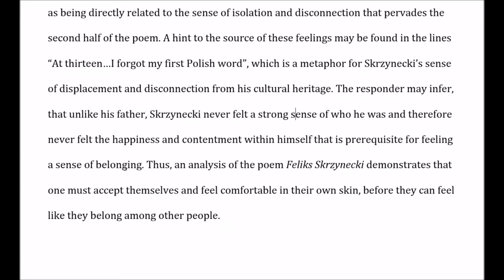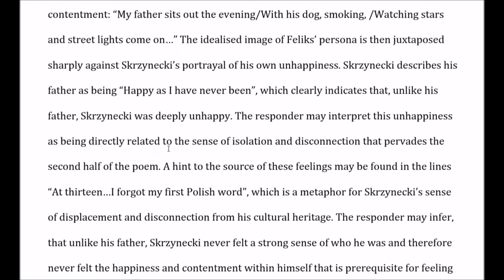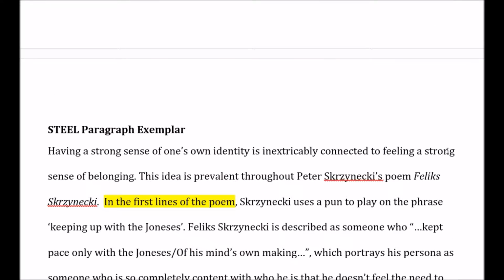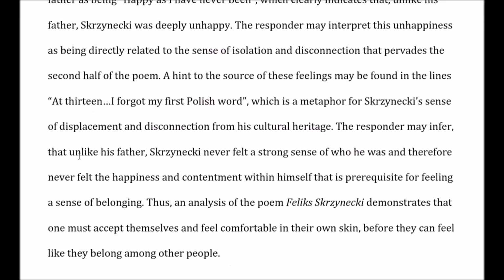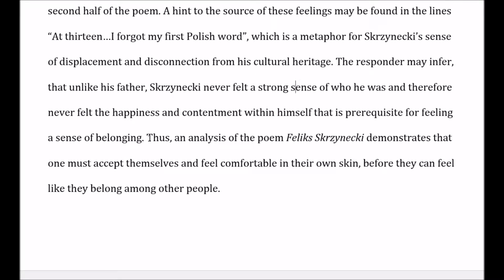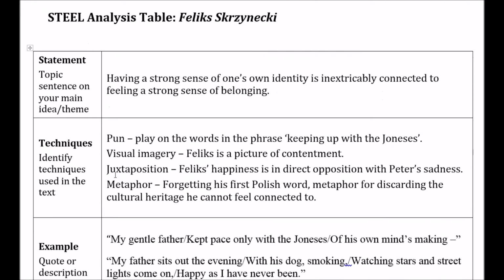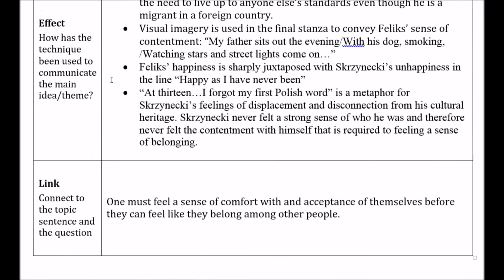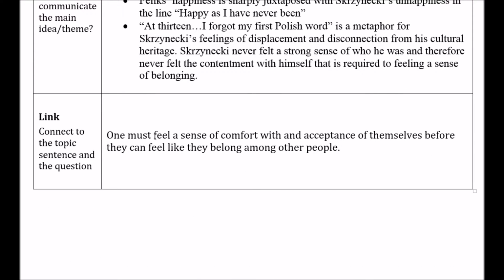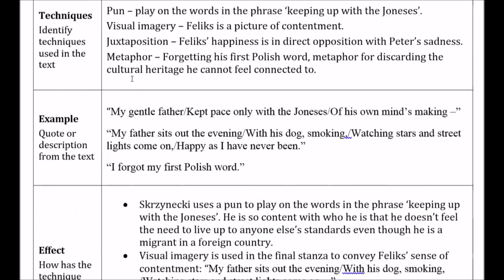So you can see how all of the different parts of the poem are reiterating this key point at the very beginning. And again, the linking sentence, if we go back to the table, it's probably a bit clearer. We can see that the topic sentence says, having a strong sense of one's own identity is inextricably connected to feeling a strong sense of belonging. And the idea is repeated in the linking sentence, which basically says one must feel a sense of comfort with and acceptance of themselves before they can feel like they belong. So it's the same idea, but worded in different ways.